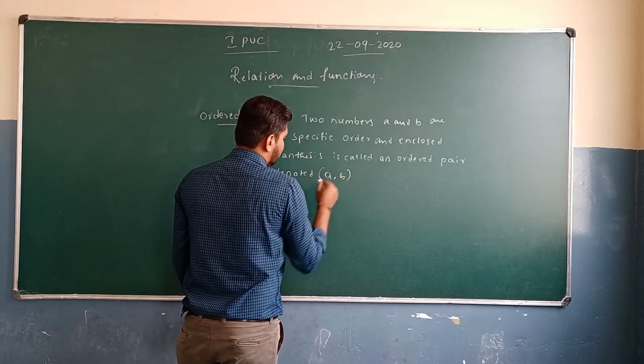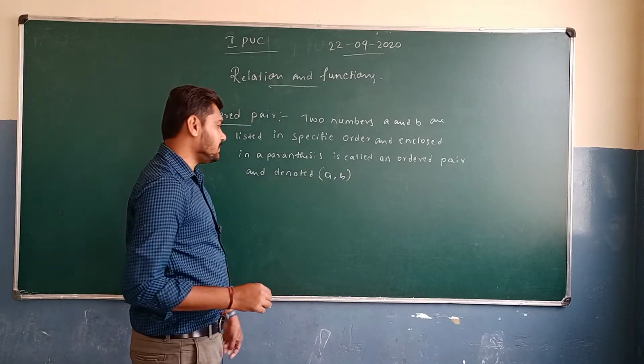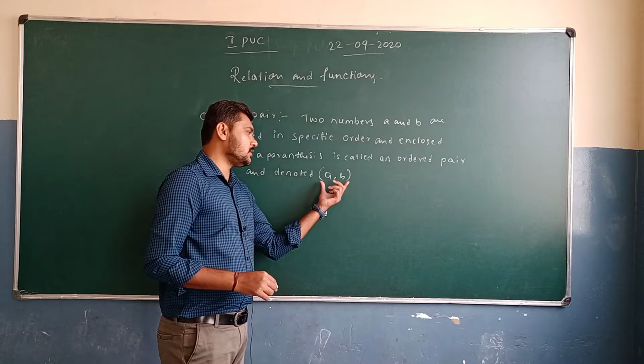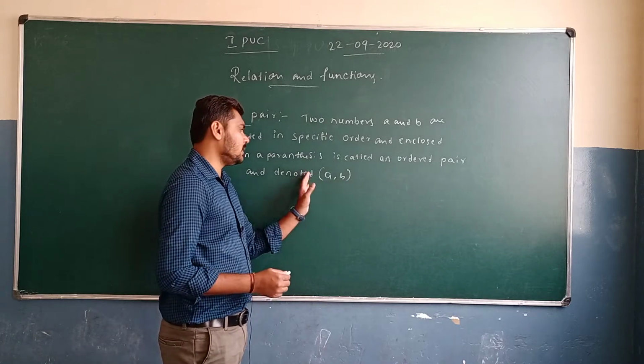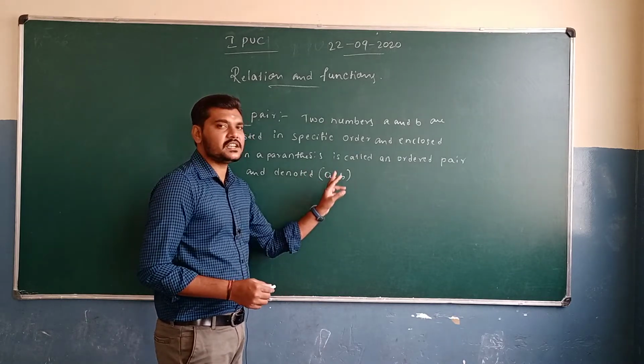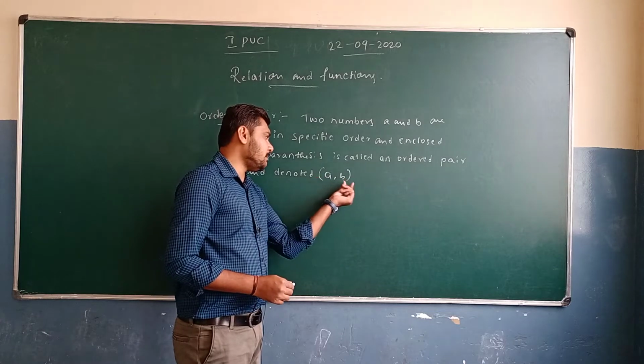a comma b. In the chapter sets we mentioned that this is going to be an interval, but here it's not an interval, it's just enclosed with the parenthesis.